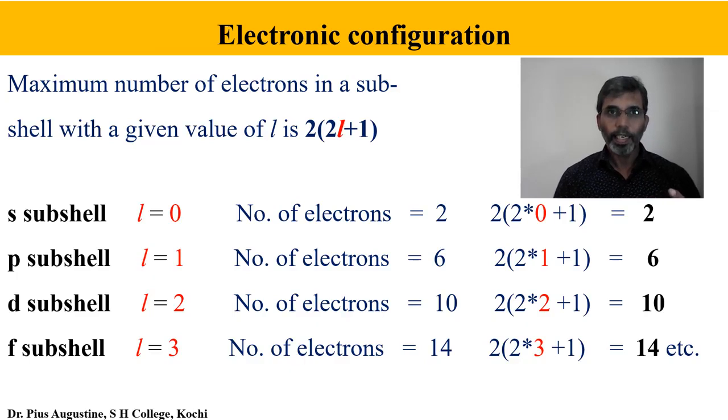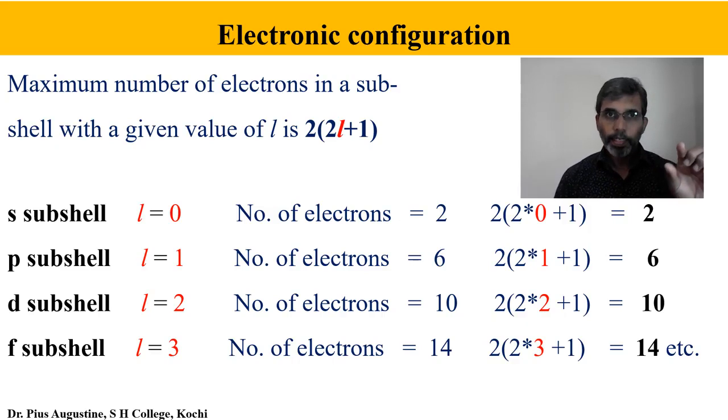Or in general, the maximum number of electrons or electron states in a subshell with a given value of l is 2 into (2l plus 1). So you can try for any subshell. Many subshells you have come across: s, p, d, f, g, h, etc. So you may pause and calculate the number of electrons in other subshells like maybe g or h, etc. as well. So in g, if you work it out, I think it will be 18. Try.